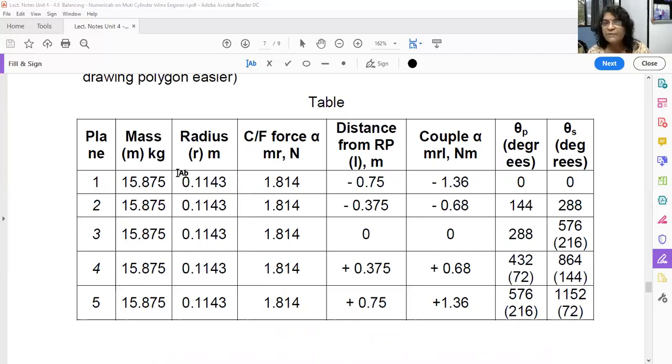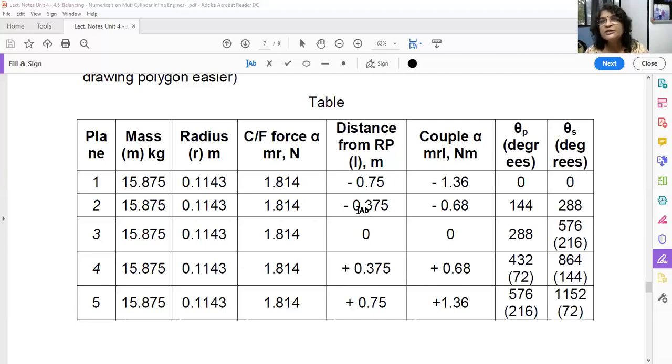Whatever procedure we have followed in rotating unbalance, the same procedure we are going to follow here, so that you should not have any confusion. Okay. So M into R, this is 1.814 Newton. So for all cylinders, forces are the same. Now the distance of these planes from the reference plane.